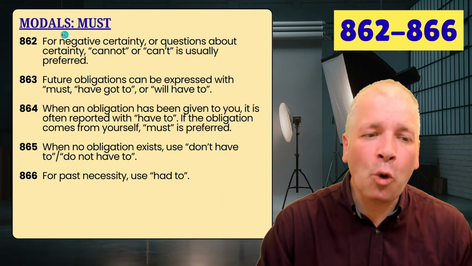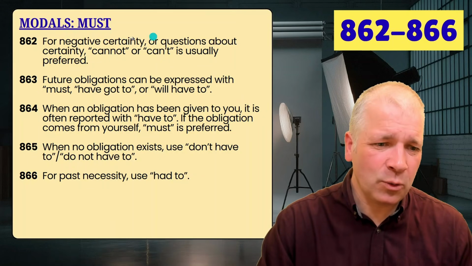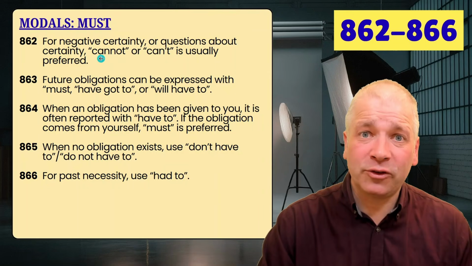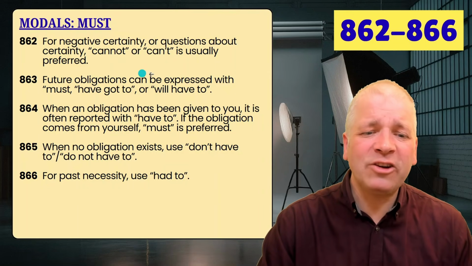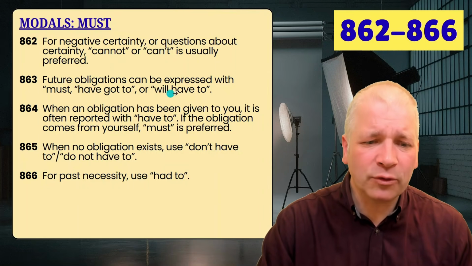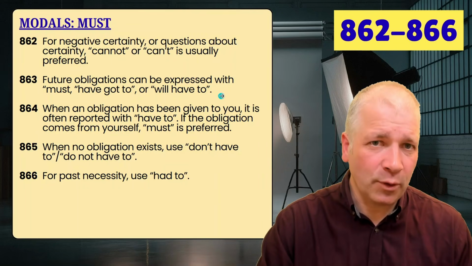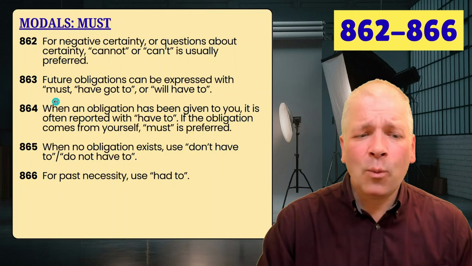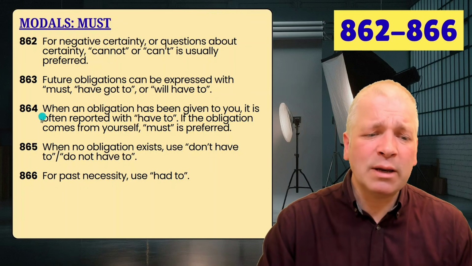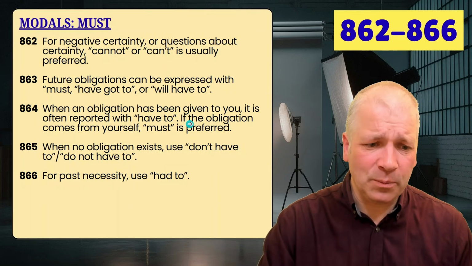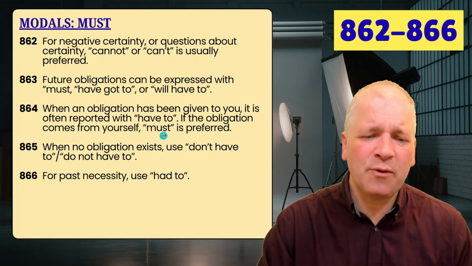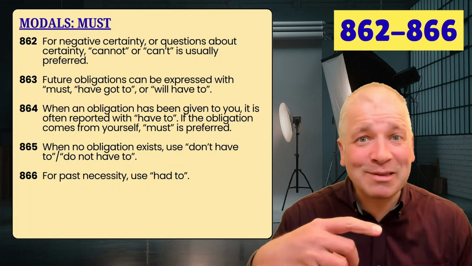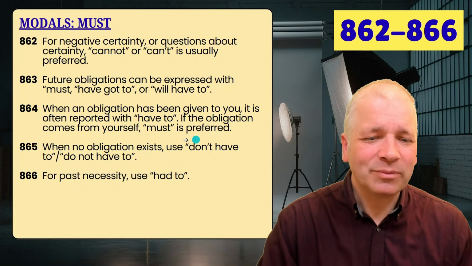Here's some more things to know about must. As I mentioned before, with negative certainty or questions about certainty, cannot or can't is usually preferred to mustn't. Future obligations can be expressed with must, have got to, or will have to. So you've got these alternatives to must for the future when it's obligations. When an obligation is given to you, it is often reported with have to. If the obligation comes from yourself, must is preferred. Have to gives the sense that someone else is telling you to do it.